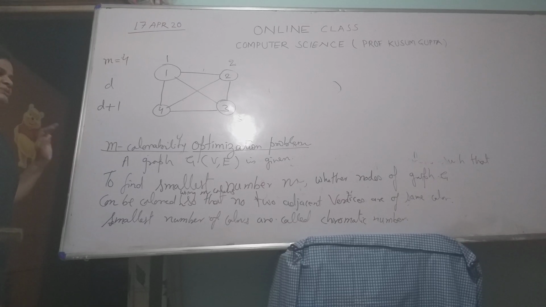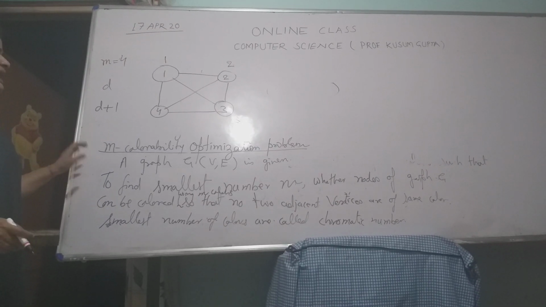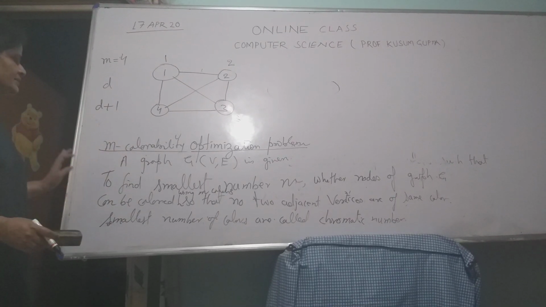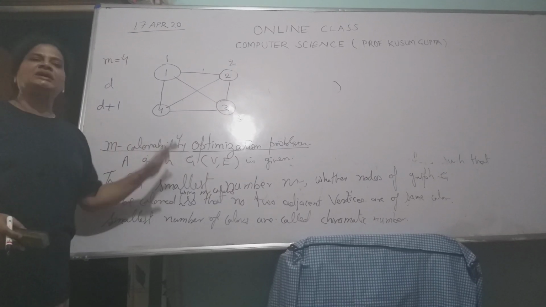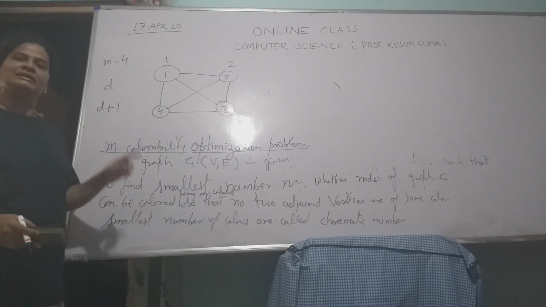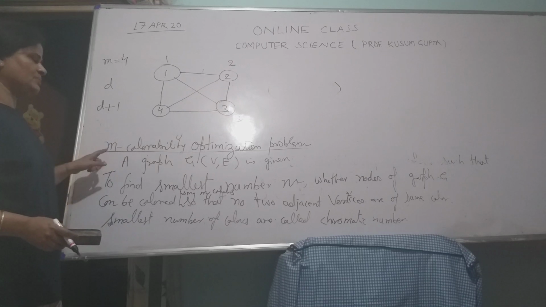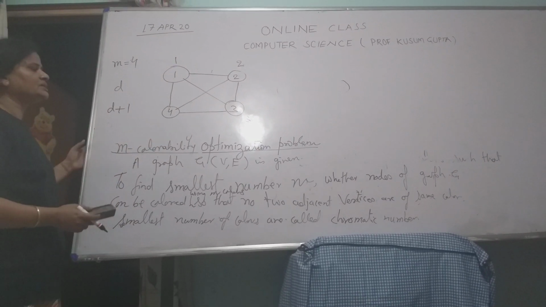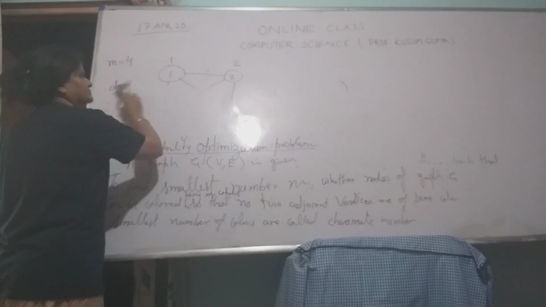Finding the chromatic number for any given graph is a difficult problem. The M colorability optimization problem is more difficult compared to the M colorability decision problem. Today we solve the M colorability decision problem using the backtracking technique. We are not going to solve the M colorability optimization problem.